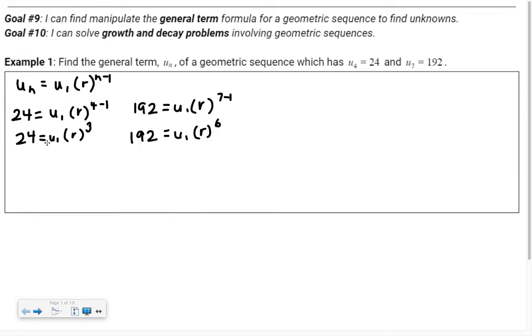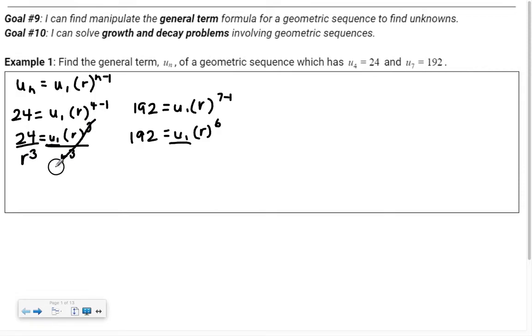At this point, I have two unknowns, u1, my first term, and r. And I have two equations, which means this is a system of equations, and I can use substitution or elimination to solve this. I'm going to choose to use substitution this time. I'm going to solve for u1 in each of these equations and then set them equal to each other. To solve for u1 here, I need to get rid of r cubed, so I'm going to divide both sides of the equation by r cubed.